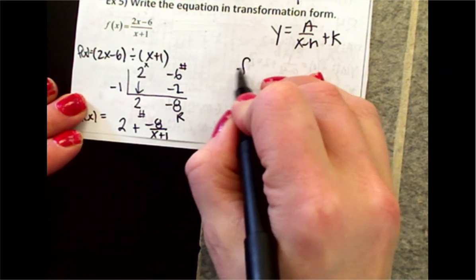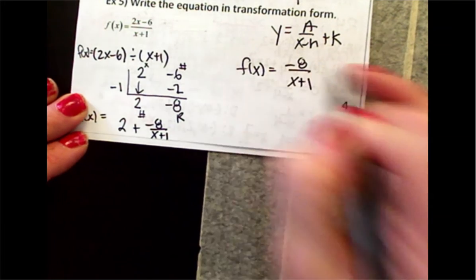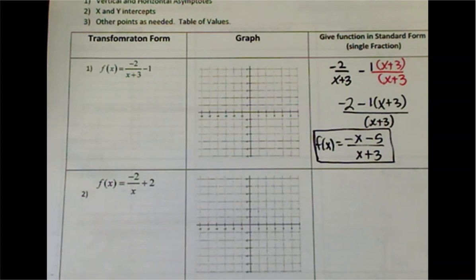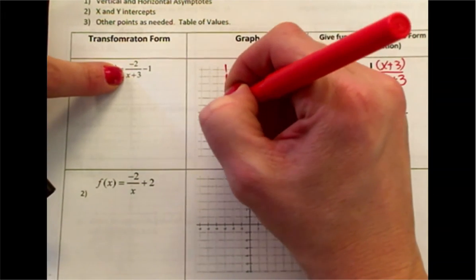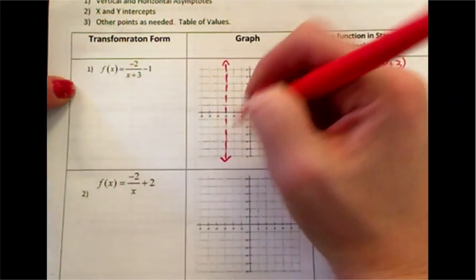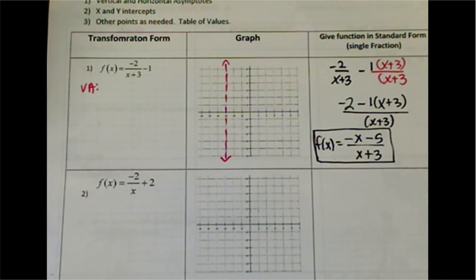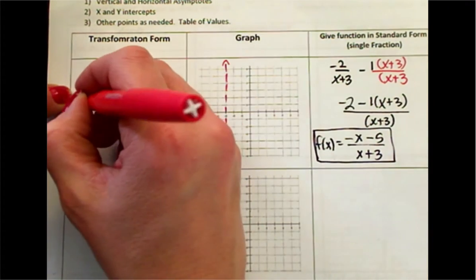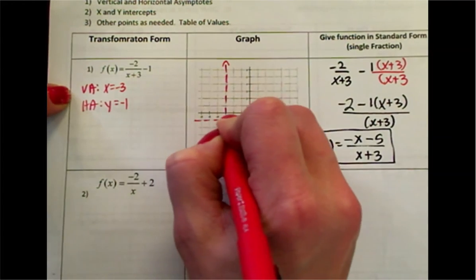Wait, I'm confused. Why is negative 8 going over the... because it's the remainder. Oh, okay. This is negative 3 for my vertical. Okay, we get x equals negative 3. My HA is y equals negative 1.